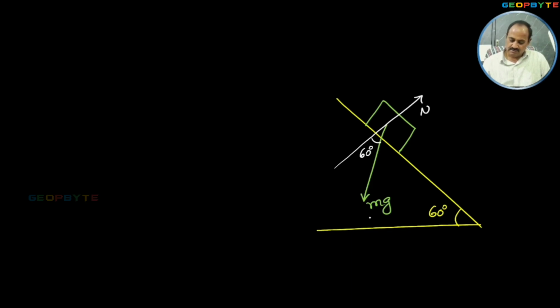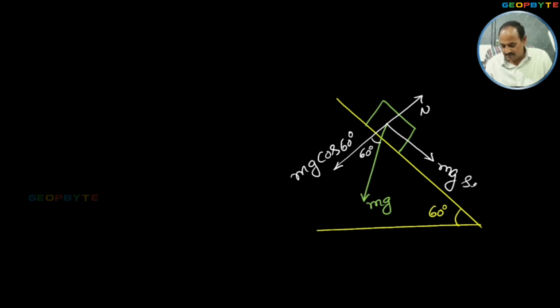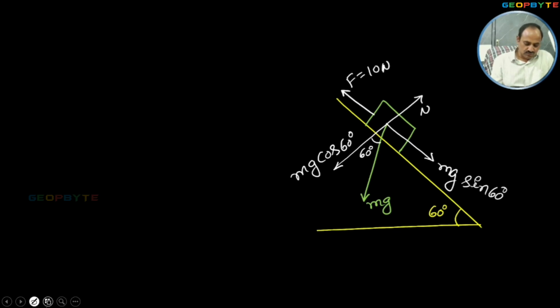This self weight is developing two components of weight. It is mg cos 60 and this is the mg sin 60. External force acts on the body equal to 10 newtons. But it is asking work done against the frictional force.